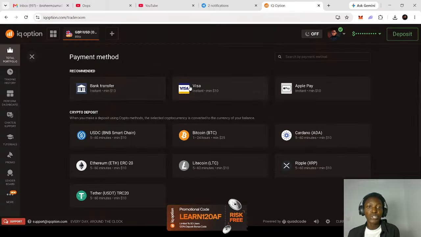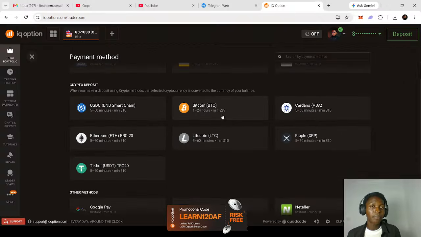There is a bank transfer. You can transfer using a bank transfer, but the minimum deposit using a bank transfer is $13. So you cannot deposit $10 using a bank transfer. The minimum you can deposit is $13. And then if you are using a Visa card, the minimum deposit amount is $10. And if you are using an Apple account or Apple Pay, it is still the same deposit amount as the Visa payment method.